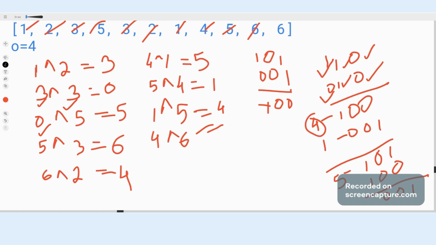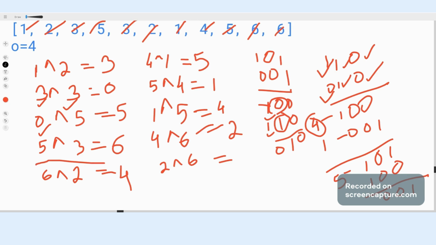So what is 4 XOR 6? 4 is 1 0 0 and 6 is 1 1 0. See, bits are same, so 0. Bits are different, so it will give 1. Bits are same, 0. So it is 2. Now 2 XOR 6. See, 6 XOR 2 and 2 XOR 6 is same. So here we have already calculated. So 2 XOR 6 is 4.